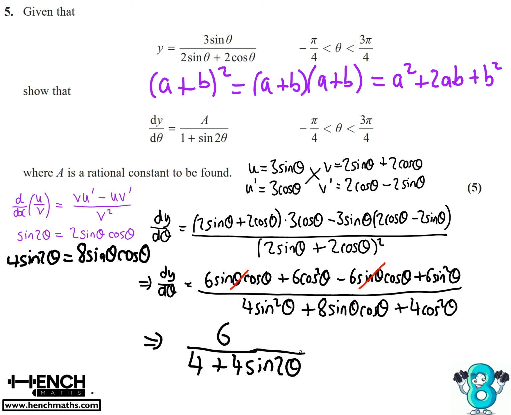Now, if we look at what it was trying to get us to show, we've got 1 plus sine 2 theta on the bottom. So if we divide everything by 4, top and bottom, 6 divided by 4 is 1.5, or 3 over 2. And this gets us 1 plus sine 2 theta on our denominator. So this implies then that a must be equal to 1.5.